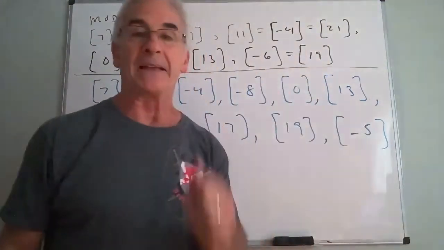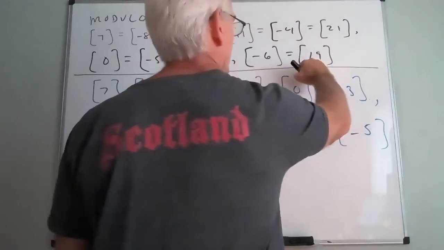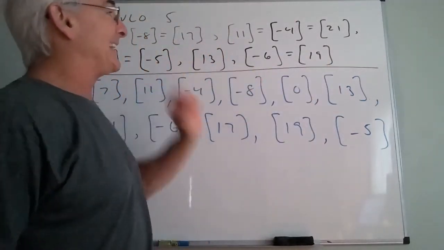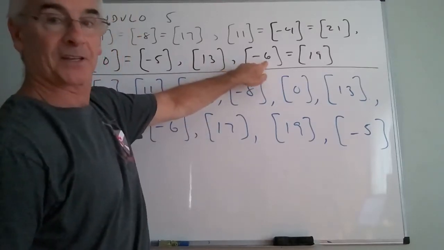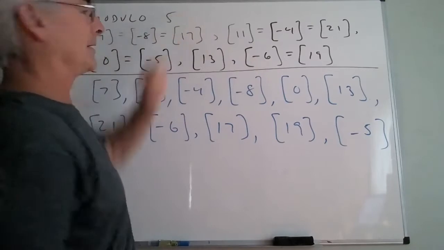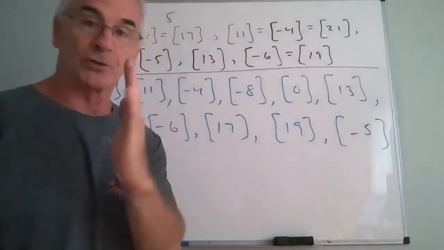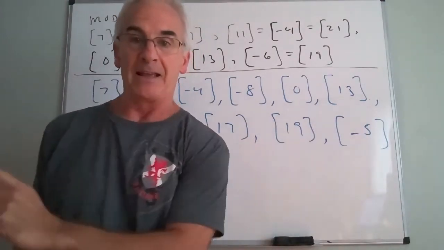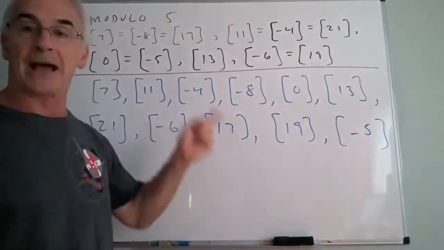Now, what makes them equal? So how can I say -6 is equal to 19? No, that's not what we're saying. We're saying the set of all integers that have the same remainder as -6 when divided by 5. So if I took the number -6 and counted by 5s in either direction, whatever number I produce would be in an equivalence class with that one.